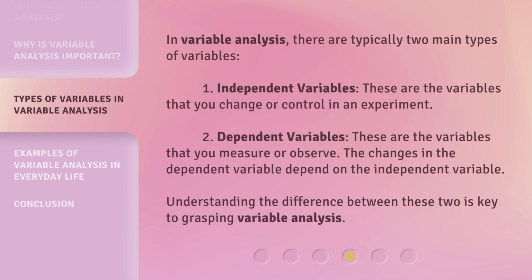In variable analysis, there are typically two main types of variables. 1. Independent variables. These are the variables that you change or control in an experiment. 2. Dependent variables. These are the variables that you measure or observe. The changes in the dependent variable depend on the independent variable. Understanding the difference between these two is key to grasping variable analysis.